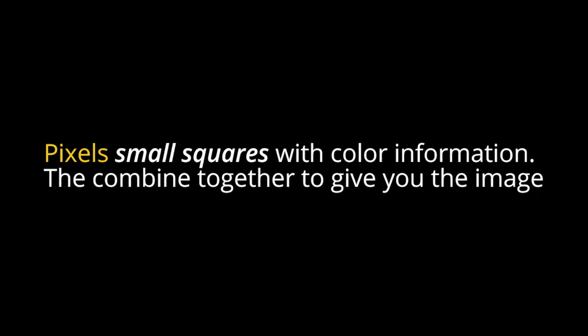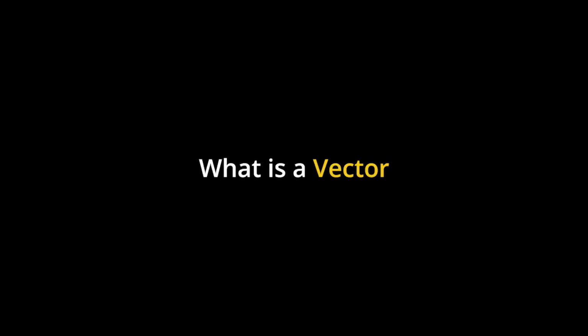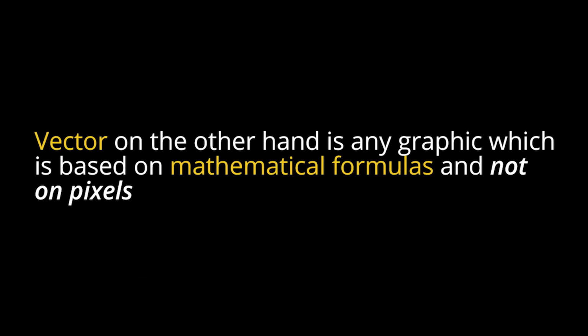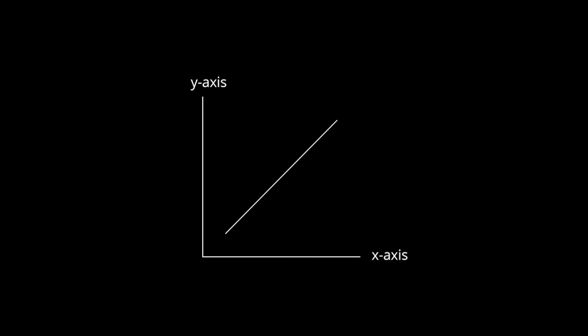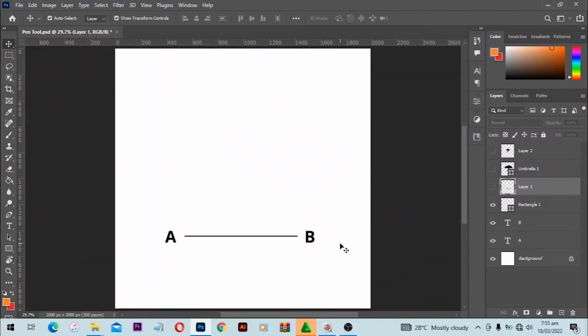Now, what is pixels? Small squares with color information. They combine together to give you the image. And what is a vector? A vector is any graphic which is based on mathematical formula and not on pixels. For example, a simple mathematical formula like y equals x determines a straight diagonal line which is 45 degrees. No matter how much you zoom in, it will never pixelate. Why? Because it is not made up of pixels.